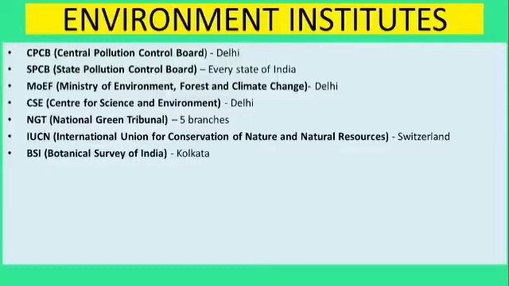The Botanical Survey of India is located in Kolkata, and this institute is involved in identification of new plants and also evaluation of their economic property. ZSI is the Zoological Survey of India. This institute is also located in Kolkata, and this institute is responsible for identification of new animals, along with how valuable economically these animals are for us.